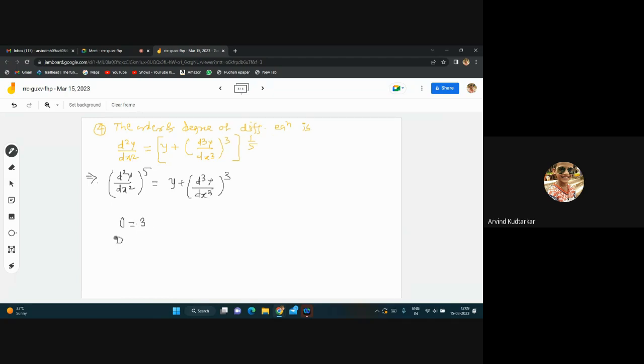And what about the degree? The degree of a differential equation is the degree of the highest derivative. The power of the highest derivative is called the degree. Power is nothing but degree. So degree and order are the same. Which is the correct option? 3, 3 is the correct option. That is called order and degree. So are you clear? The order of a differential equation is the order of the highest derivative, and the degree is the degree of the highest derivative.